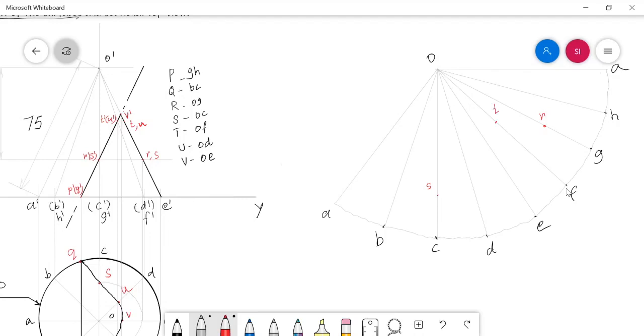And then with the same measured distance in the generator OD, I can mark the cut point U. And finally, the cut point V can be marked in the generator OE with that distance. Yes. Now I marked all the cut points which are obtained in the generators.